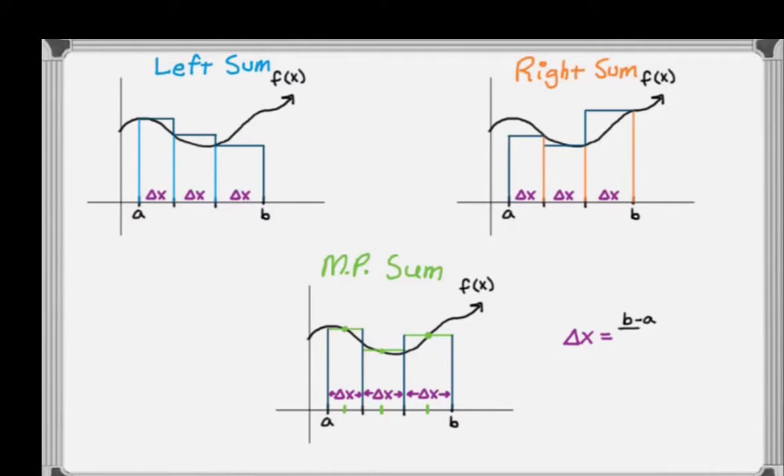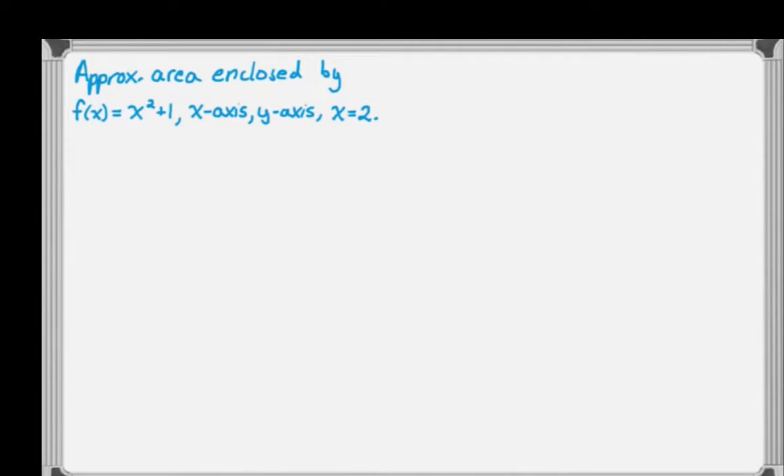And so to calculate delta x, and this is important, it's always just going to be b minus a over 3 in this particular case, but it would be b minus a over n in general. So what I want to do is see what I can do a problem. I want to approximate the area enclosed by f of x equals x squared plus 1, the x-axis, the y-axis, and x equals 2. So when you combine all those things, you get one region in the plane.